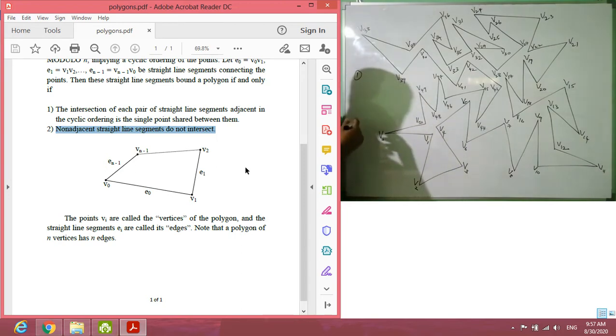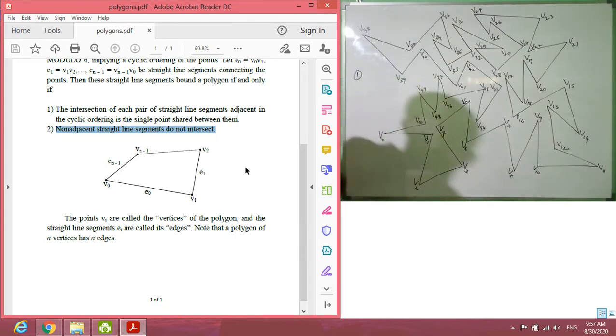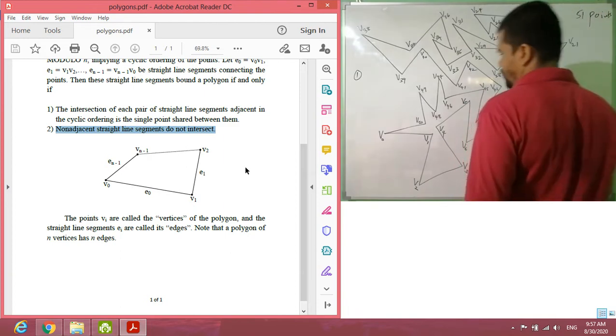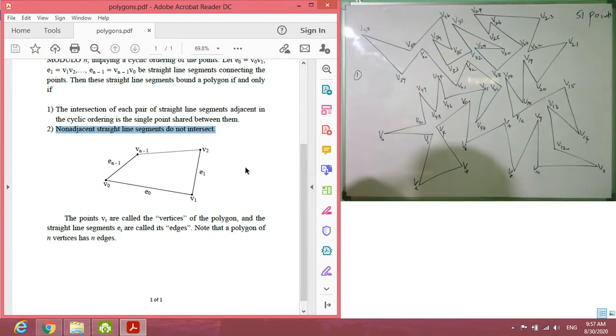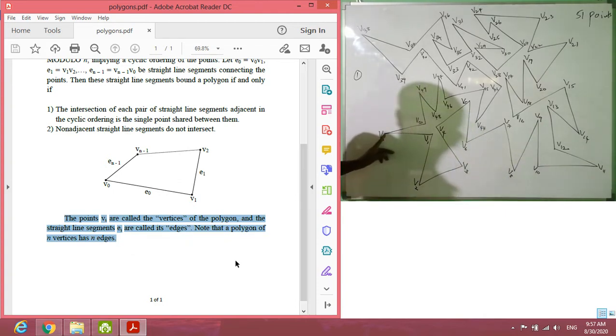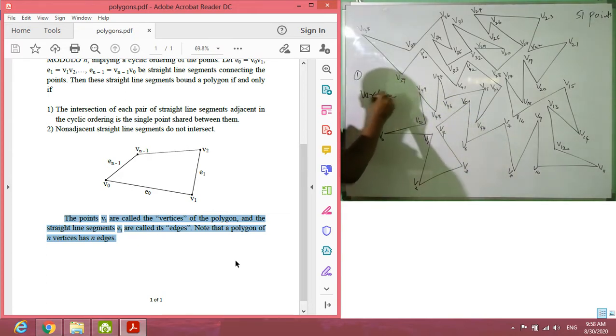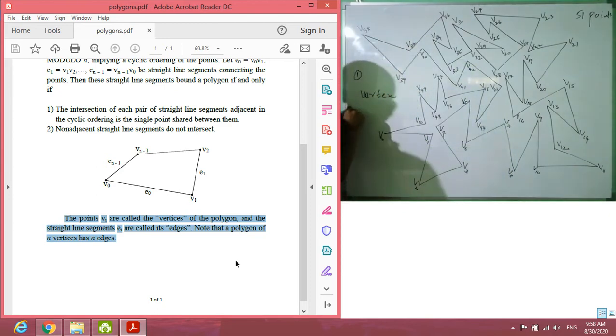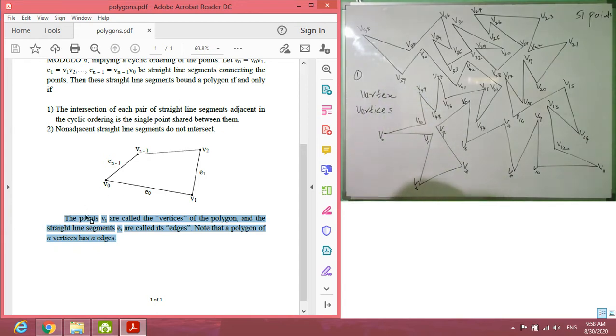Now, how many vertices are there? We have labeled 51 points. Now this is a polygon. So let's look at this. The points Vi are called the vertices. Now this point is a vertex of the polygon. And these are vertices, this one, this one, this one, this one. Vertices is the plural of vertex, and the straight line segments, Ei, are called its edges.